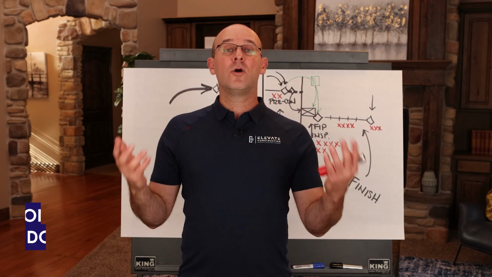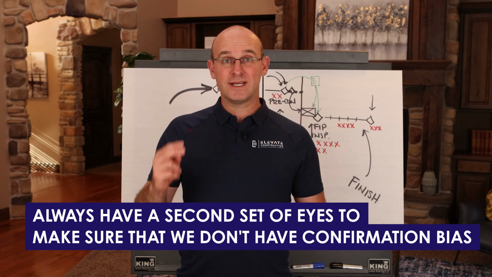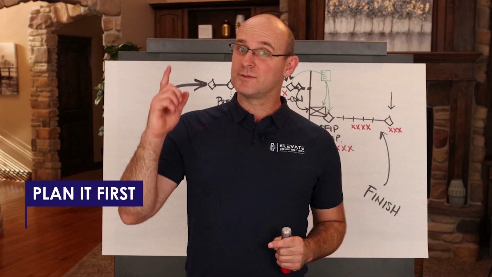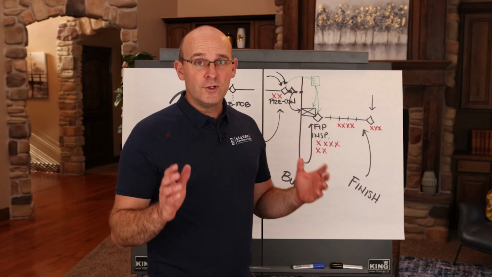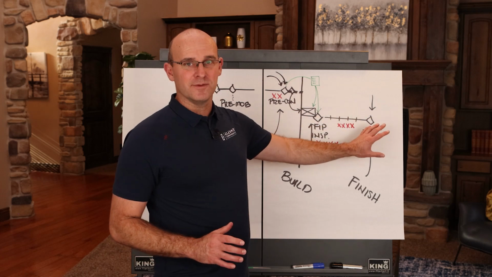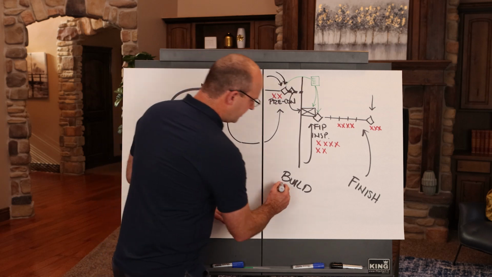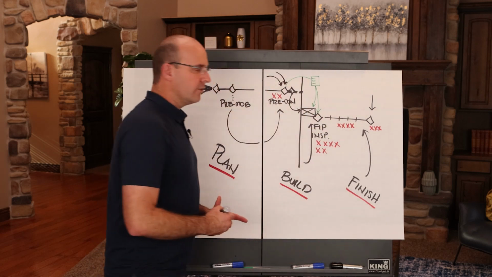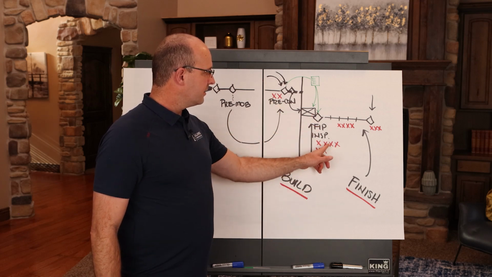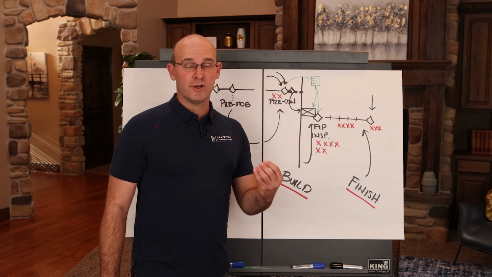And number five, always have a second set of eyes to make sure that we don't have confirmation bias and that we're seeing real-time deviations when they happen. In that way, you'll be able to plan it first, build it right, and finish as you go. So if you really want to avoid rework on your project, make sure you're following a system. Make sure you're in the mental frame of plan it first, build it right, and finish as you go. And make sure that expectations are clear, that they're communicated, that they're followed, and that they are consistently followed with any crew that shows up on the project site.